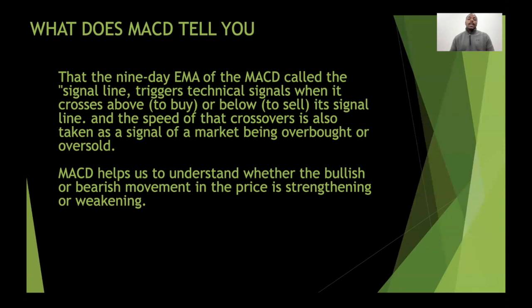Remember, we learned last week about the relative strength index, the RSI. If the RSI is telling you that the stock is being overbought, and the MACD is also telling you that the stock is being overbought, so you have two indicators telling you the same thing, then you should probably jump out, because that means the stock is about to fall.